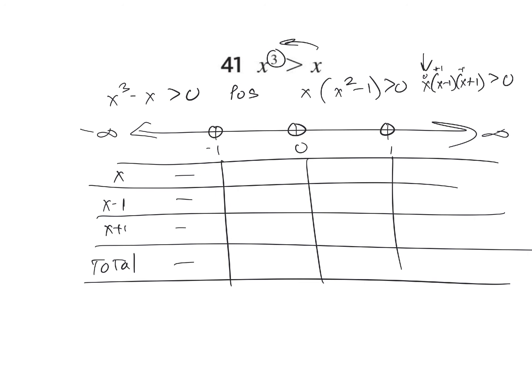We don't want those. Between negative 1 and 0, how about negative 0.5? That's negative. Negative 0.5 minus 1 is a bigger negative. Negative 0.5 plus 1 is positive. There we go. Negative 1 to 0, open. From 0 to 1, we have positive 0.5. Negative, positive 0.5, that's a negative. And bigger than 1 is 1 million. That's positive, positive, positive. So from 1 to positive infinity.